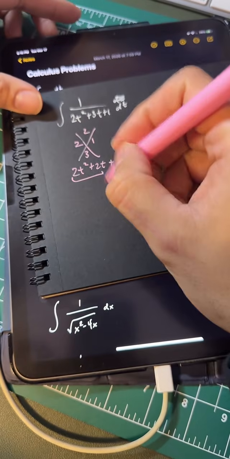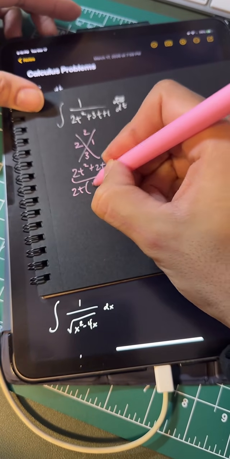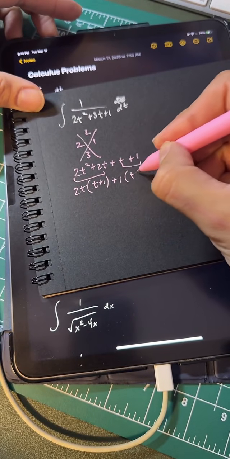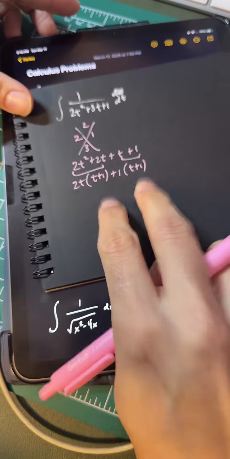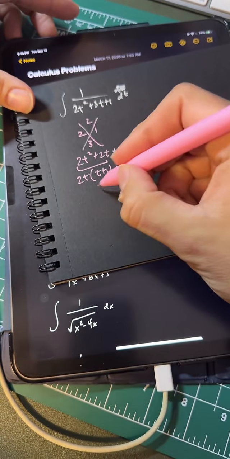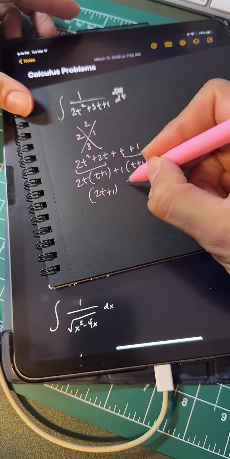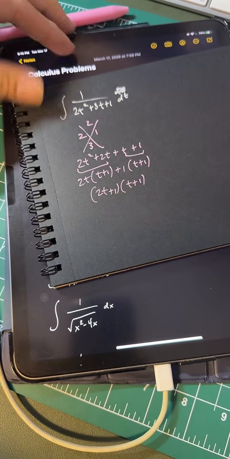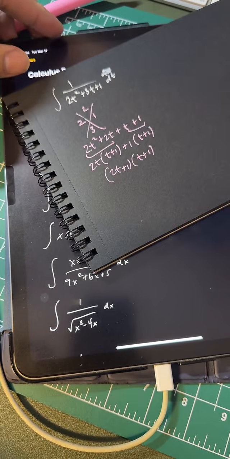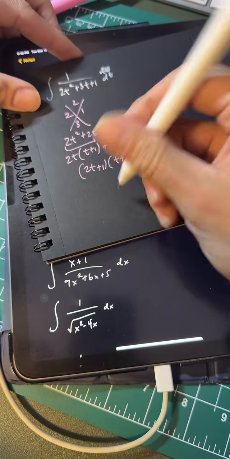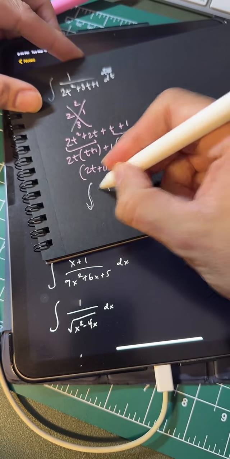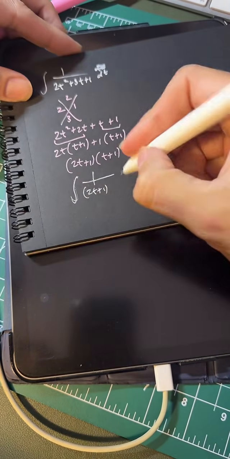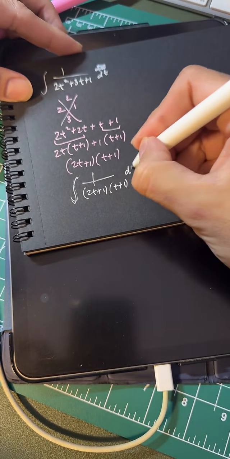And then from here, we do a grouping where you factor out a 2t, which gives me a t plus 1. And then in the second group, you factor out a 1, so t plus 1. When you're factoring, you want both of these to be the same value. So you just want 2t plus 1 times t plus 1. Not bad. And that basically turns our integral into what we want, right? Now we get the integral of 1 over 2t plus 1 times t plus 1 with respect to t.